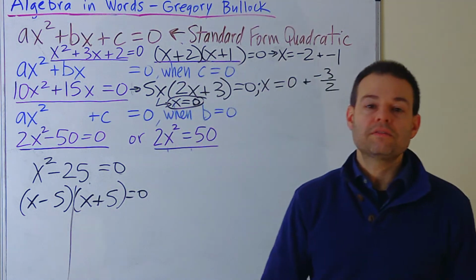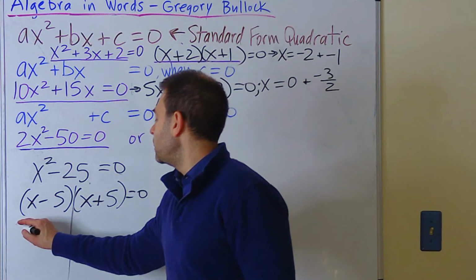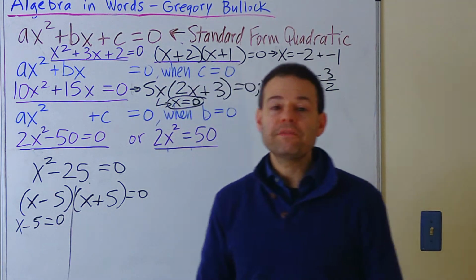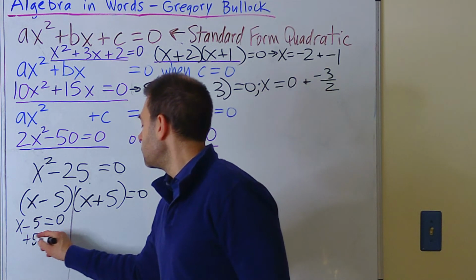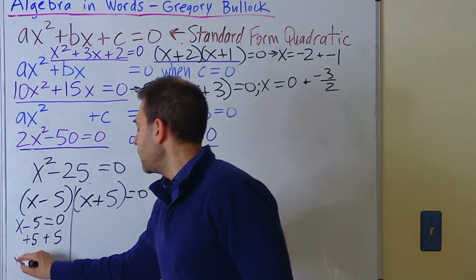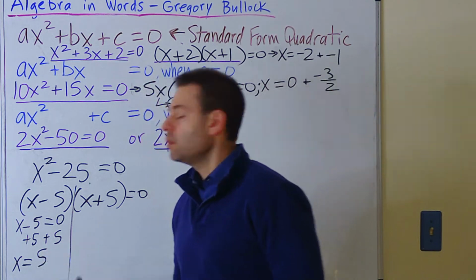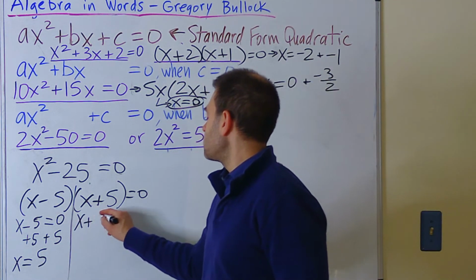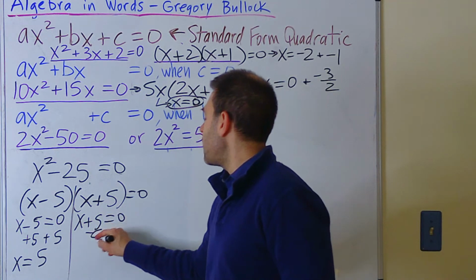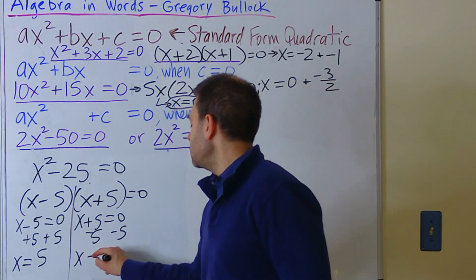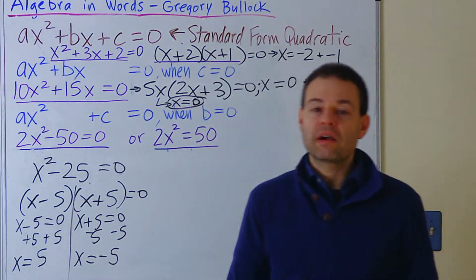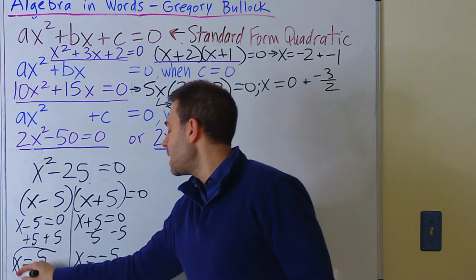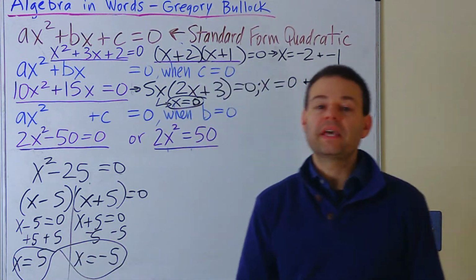And if we set each factor equal to 0, then we would get x minus 5 equals 0. Add 5 to both sides, and we get x equals 5 on the left. And then same with this, but the signs will be opposite. x plus 5 equals 0. Subtract 5 from both sides, and x equals negative 5. And our answers for this original problem would be x equals positive 5 and negative 5.